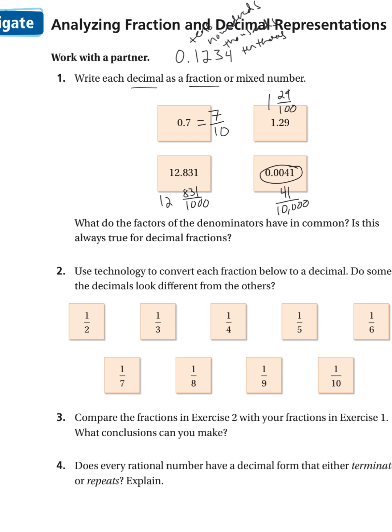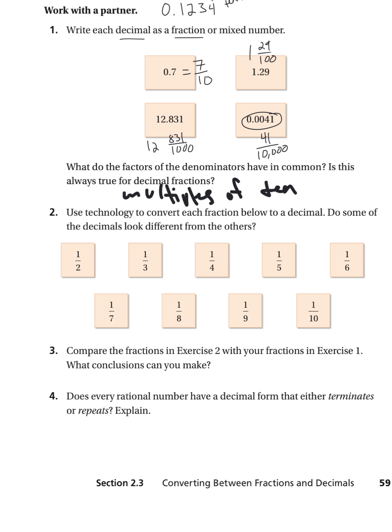All right, what do the factors of the denominators have in common? Is this always true for decimal fractions? Notice that they're multiples of 10. And yes, we are almost always going to start with a multiple of 10. So when we have a decimal and it's not repeating, we can almost always start with a multiple of 10 as the denominator.